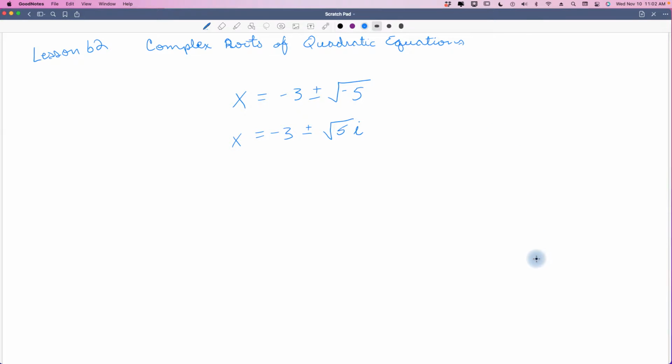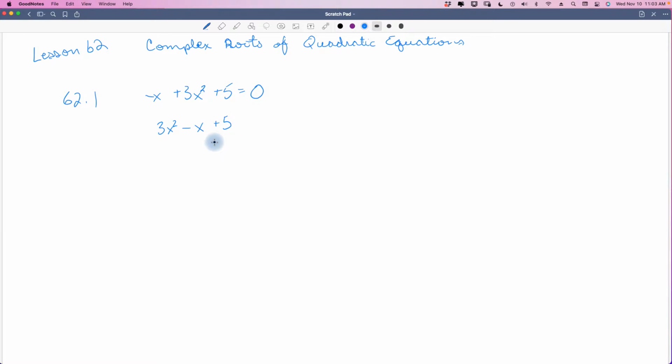Okay, so let's start with, let me erase this. Let me get the big one. Let's start with 62.1 right here. So we have -x plus 3x squared plus 5 equals 0. So first we have to rewrite it in the proper format. That's a square there, sorry. So the square goes first, then the x to the 1, then the x to the 0, which is just a whole number. All right, now we have it in the right format.